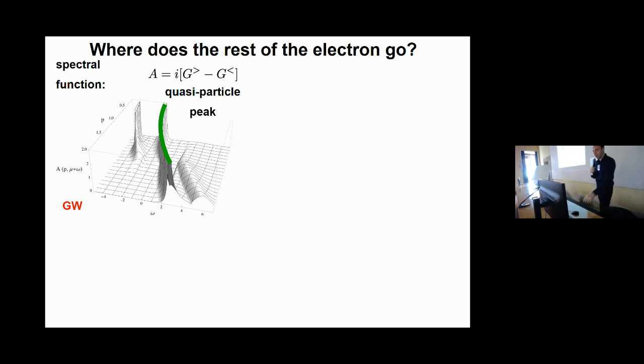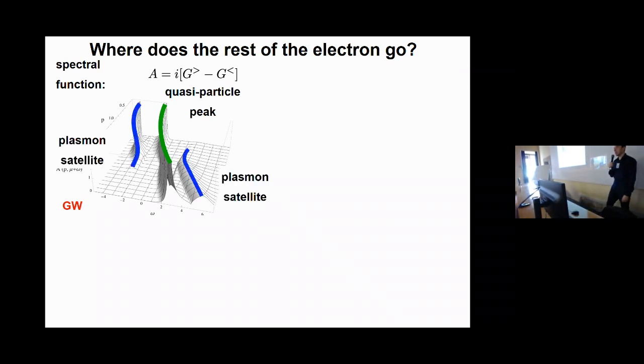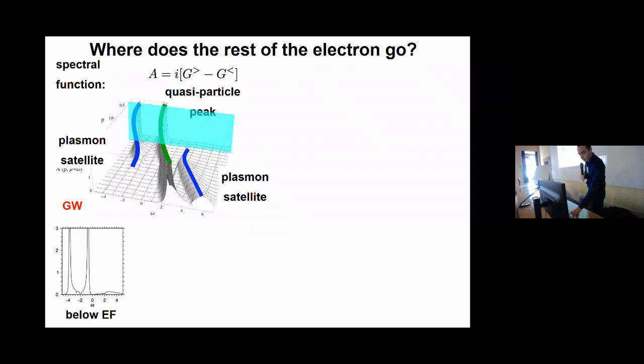But in addition to that, you see exactly where the rest of the electron goes. It goes into something called collective excitations. So you remove a particle, you don't just remove an electron. You also remove a collective excitation in the system, and these collective excitations are called plasmons. Typically, you either add a plasmon or remove a plasmon, depending on whether you add an electron or remove an electron. This is what you get at the GW level.